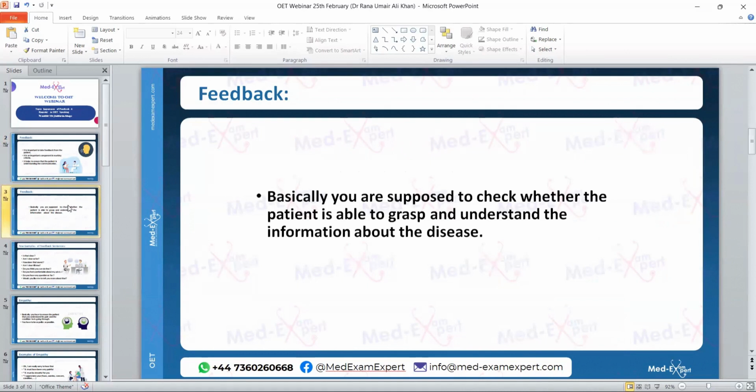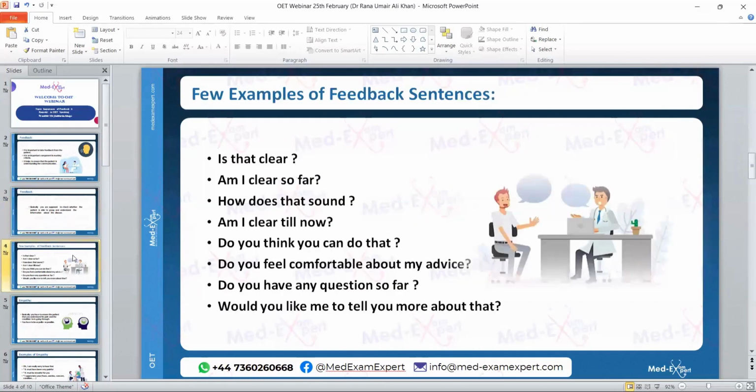When we're talking about feedback, you're supposed to check whether the patient is able to grasp the information that you're giving them, right? For instance, you tell them about diabetes and then you ask them, do you understand what I'm saying? Or do you have any idea about what diabetes is? Stuff like that would help them think that the doctor is an active listener and is trying to help you gain knowledge about the disease.